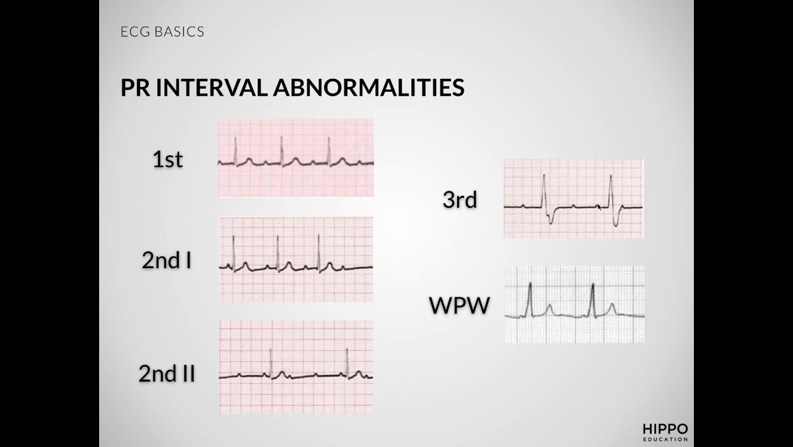Now, when you have shortened PR intervals, especially when you have an upsloping of the QRS complex right here, shortened PR interval less than 80 with this upsloping, now that's a delta wave that's concerning for Wolff-Parkinson-White syndrome.